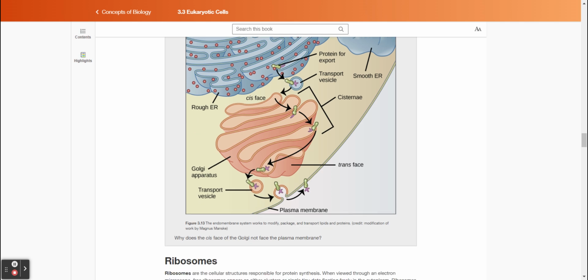Figure 3.13. The endomembrane system works to modify, package, and transport lipids and proteins.